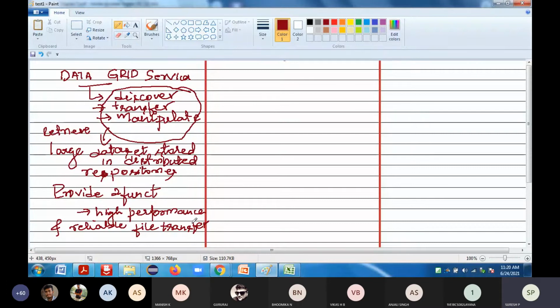Now the second functionality: you should have scalable replica discovery and management. It has to also provide scalable replica discovery and management. So what do we mean by scalable replica discovery and management? That is the next question.